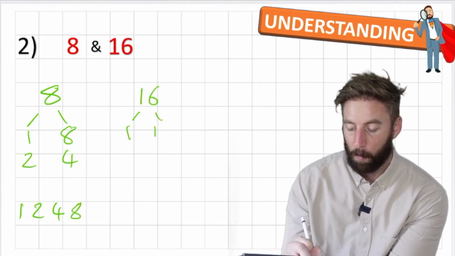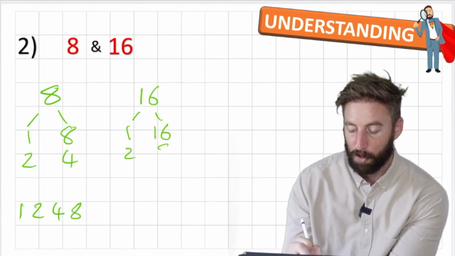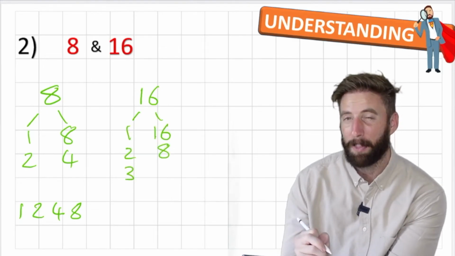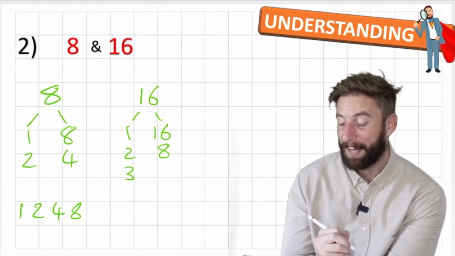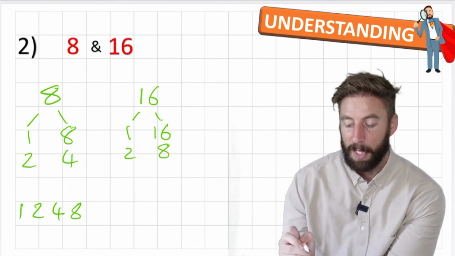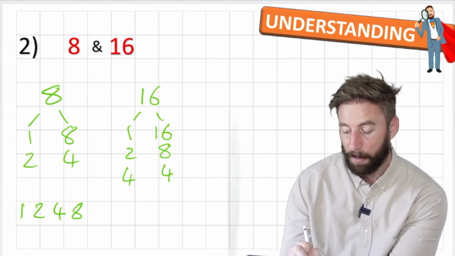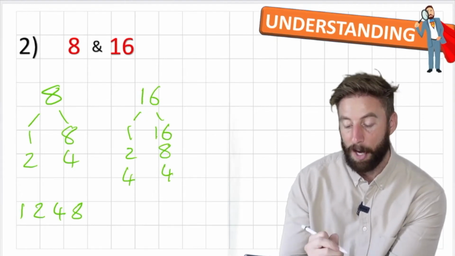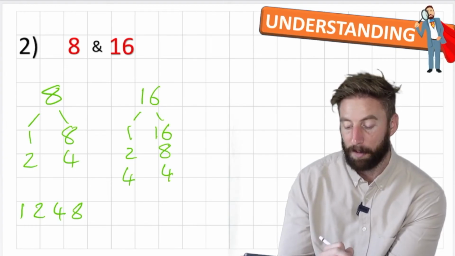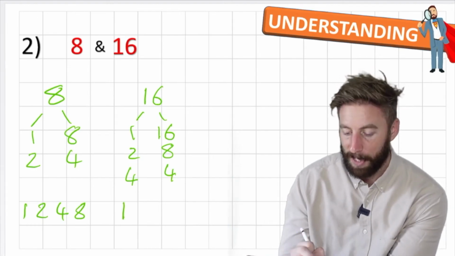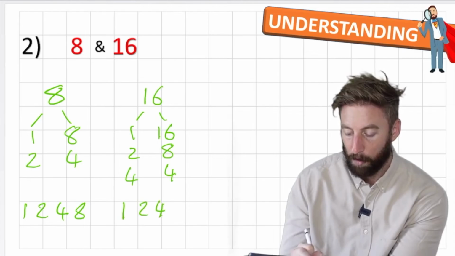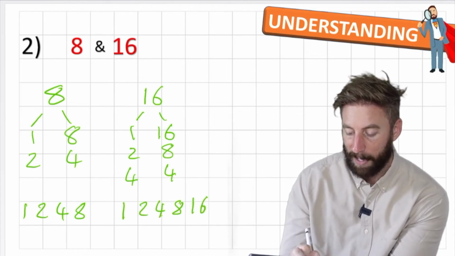Now let's look at my factors of 16. I have 1 and 16, 2 and 8, 3. Is 16 divisible by 3? 3, 6, 9, 12, 15. No, doesn't look like it. So 4. And then what do we multiply 4 by? Another 4. So I know that I've come to the end because I've already used that other 4. So my factors of 16 are 1, 2, 4, 8, and 16.